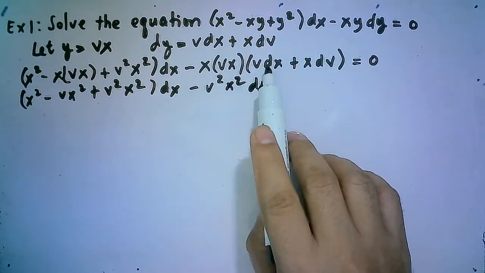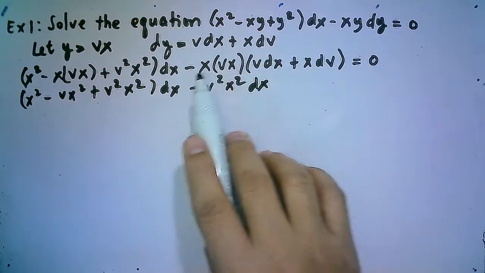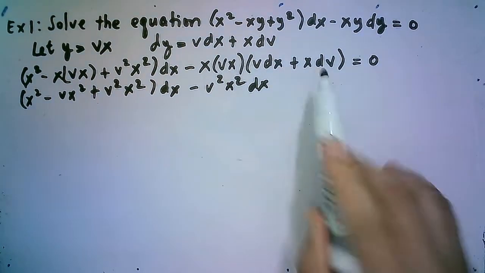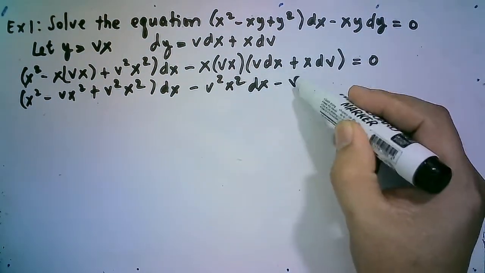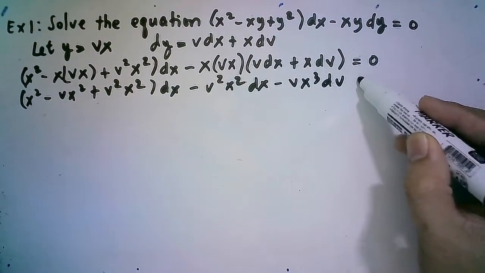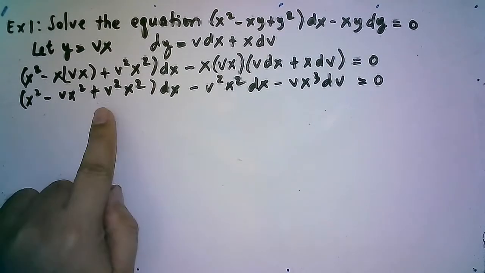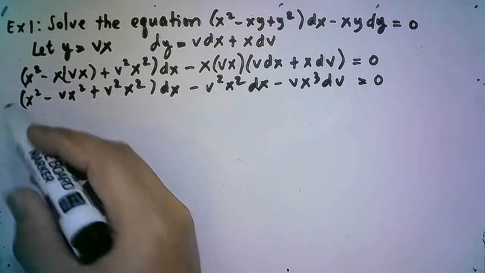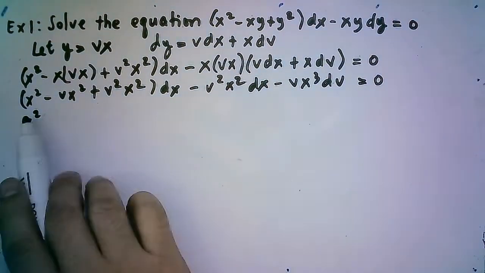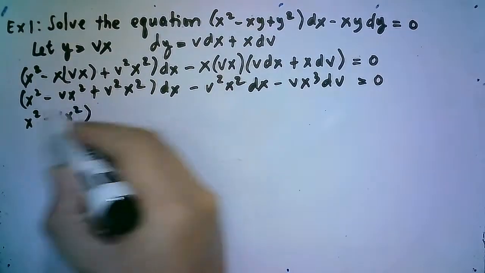So I will distribute this one to v dx and also distribute this one to x dv. When we distribute this one to x dv, that becomes x squared, x cubed, minus v x cubed dv, that is equivalent to 0. So when we distribute this one, that becomes x squared dx. I will combine this group, minus v x squared dx.